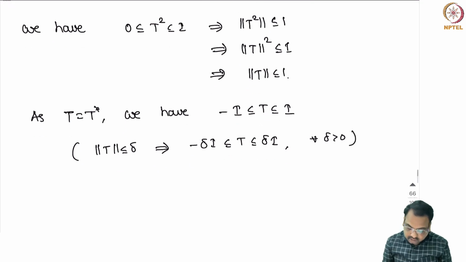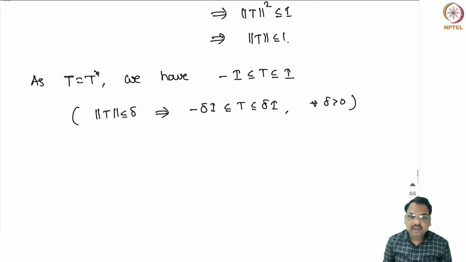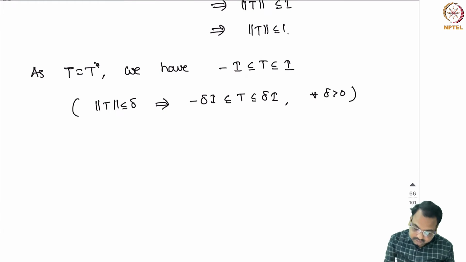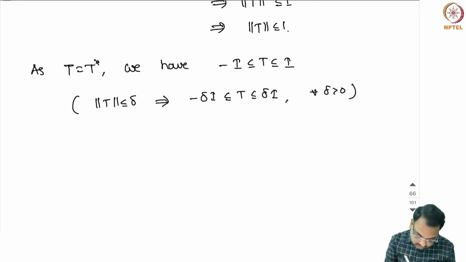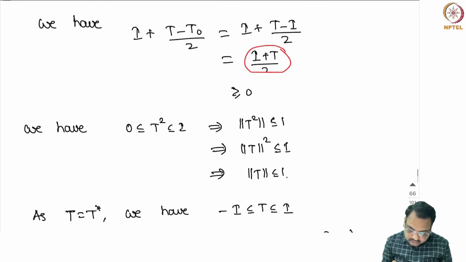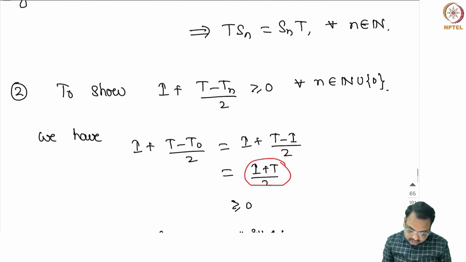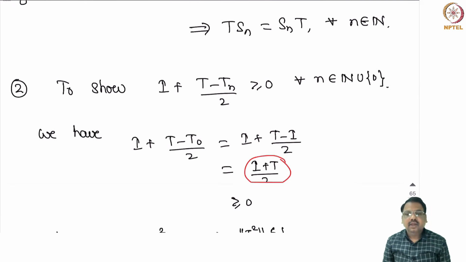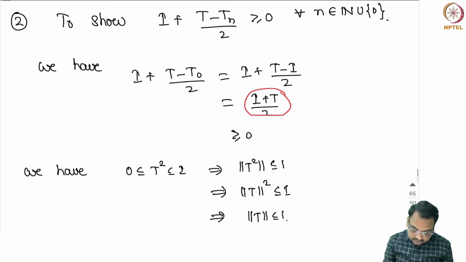Now you take delta to be 1. From that we can conclude that minus I less than T less than I. But from this we can conclude that I minus T is positive as well as T plus I is positive. Hence we can show that I plus T by 2 is positive. So we have shown that when n equals 0, I plus T minus Tn by 2 is positive.